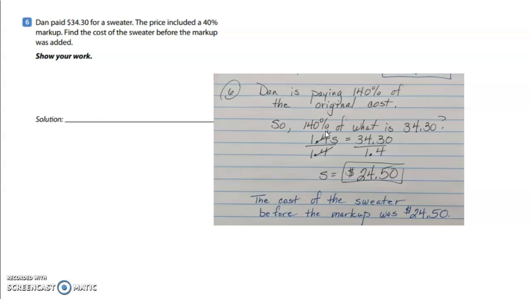So back to using the algebra. 140% of what is 34.30? I'm using S as my variable again, but this time S doesn't stand for sales, it stands for sweater. It's important to really pay attention when you're looking at variables like this to what the variable stands for. So I have 1.4 times S is equal to 34.30. I changed that percent to a decimal here. Divide both sides by 1.4. 34.30 divided by 1.4 gives me 24.50. So that's the cost of the original sweater.